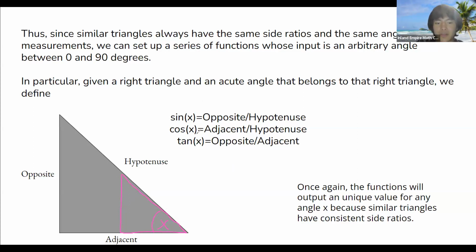Why? Because when you take sine of x in the gray triangle, you have this length over this length. But since the gray triangle is similar to the pink triangle, their side ratios, in other words the ratio of this length to this length and this length to this length, will be equal. In other words, sine of x will be a consistent value no matter which triangle you take the x from. Does that make sense?